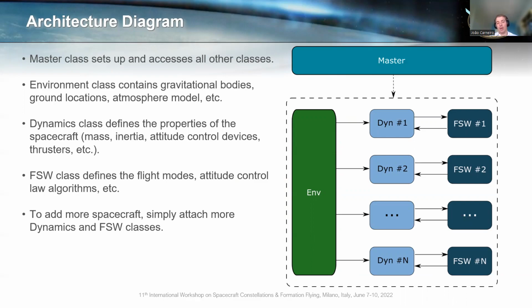To add more spacecraft, one simply needs to add another dynamics and another flight software class, and it's as easy as that. The user can have all the dynamics and all the flight software classes be the same for all spacecraft. You can have the same dynamics class for all spacecraft, but then each one has its own flight software class. You can mix and match. It's really up to the user to define these and to create the classes as suits them.